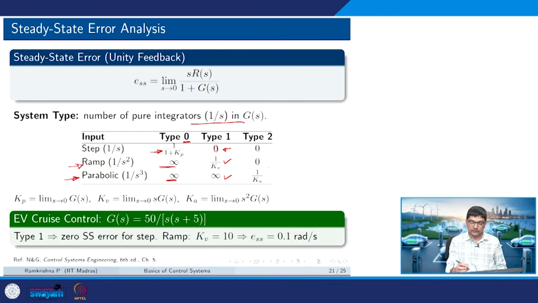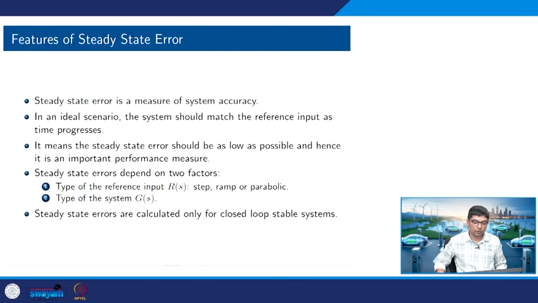So, in this example, this is again easy to work out, something similar we had worked out. I will have a 0 steady state error for a step input. I will have an error of 1 over 10 for a ramp input, and so on. So, what are the features of the steady state error now? The steady state error is a measure of the system's accuracy. In an ideal scenario, the output should go to the reference as close as possible, or it should directly match the input with time. It means the steady state error should be 0. If not 0, it should be as low as possible.